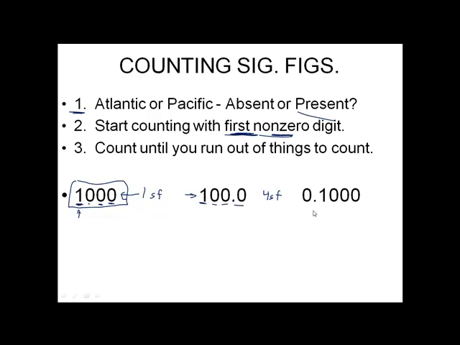Let's look at our third example. 0.1000. All right, absent or present? It's present. So we're going to start on the left-hand side. Is 0 a non-zero number? Nope. So we're going to skip that. So we're going to start up. 1 is. So anything after the 1 is significant. This one also has 4 sig figs.